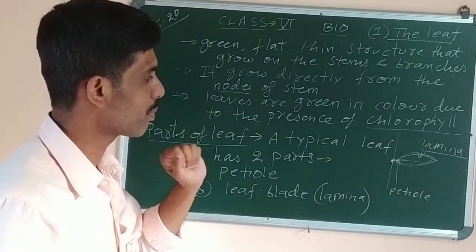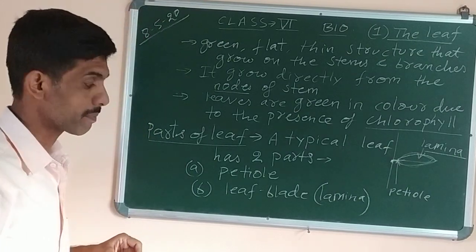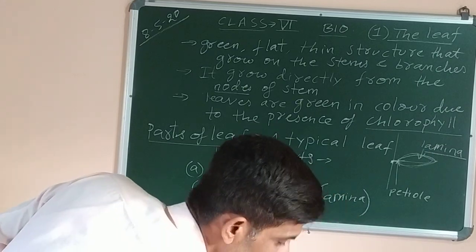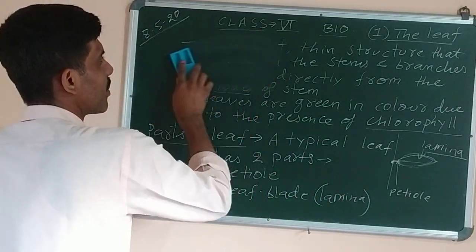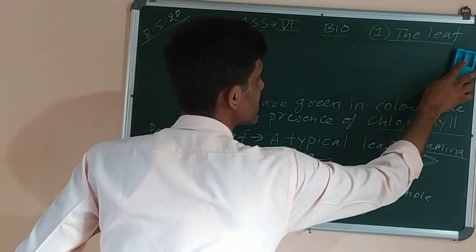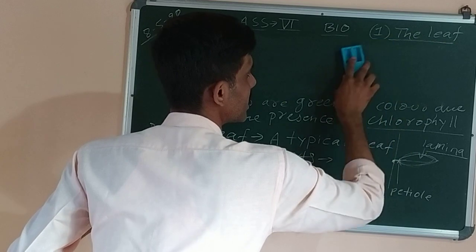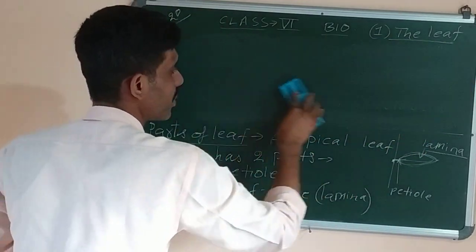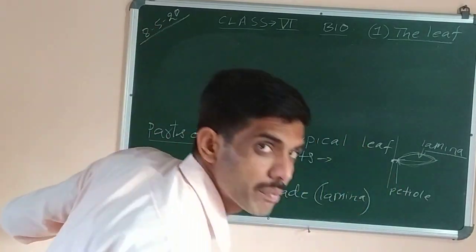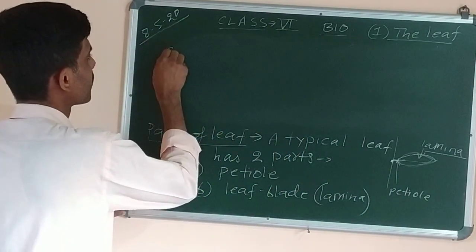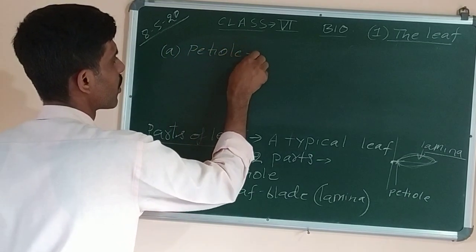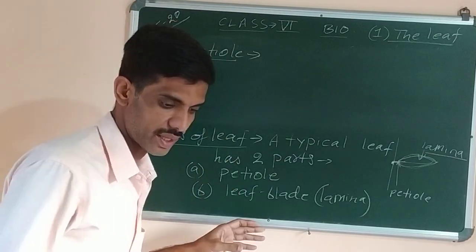Understood? So there are two main parts of the leaf. What are they? First one is petiole. The second one is leaf blade. Now let's continue with that. What is leaf? First you have to learn. Leaf is a green flat structure that grows from the stems and branches. What is the function? It is green in color. It helps to make food during photosynthesis. Okay. Now next we are studying about the parts of the leaf. Now first one is petiole. What is petiole? That we have to study, and then the leaf blade.